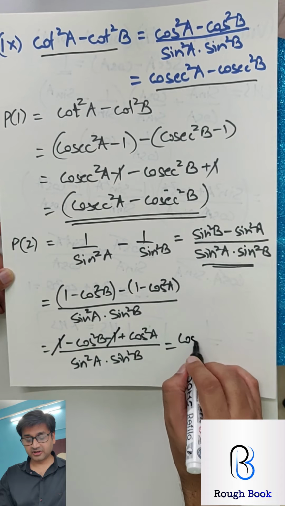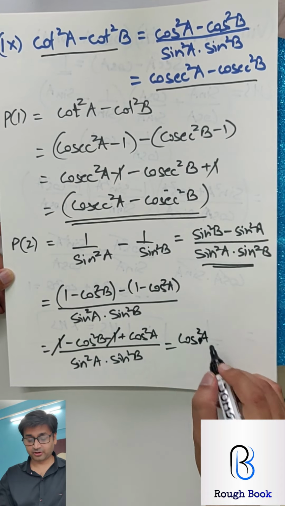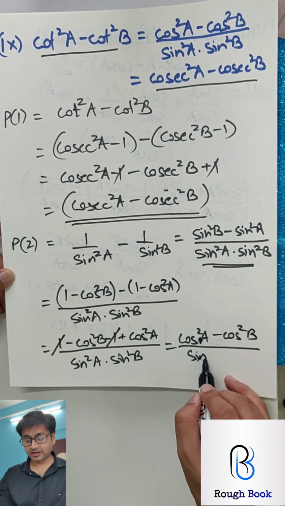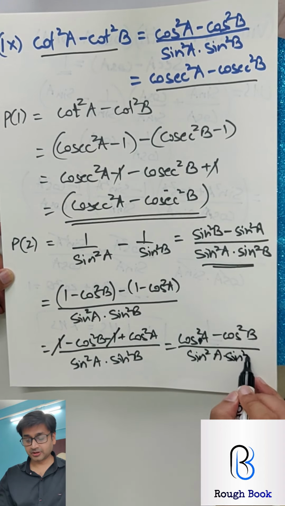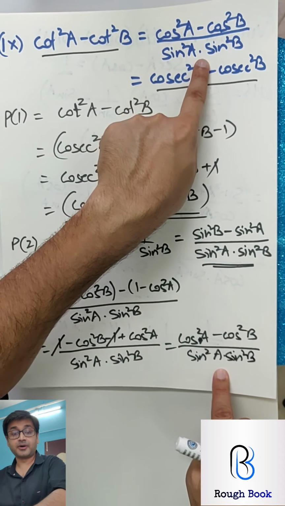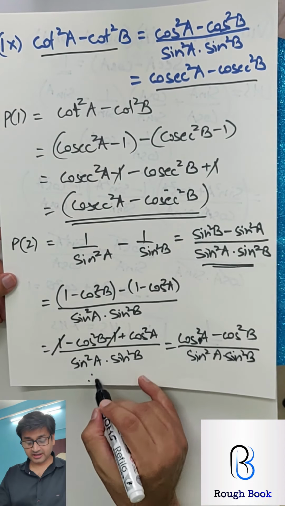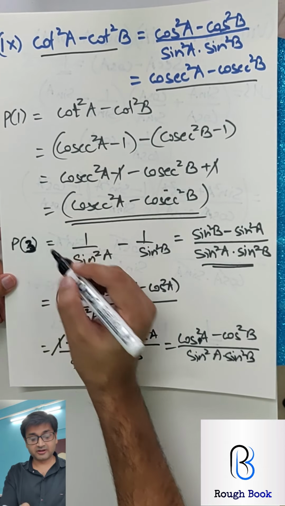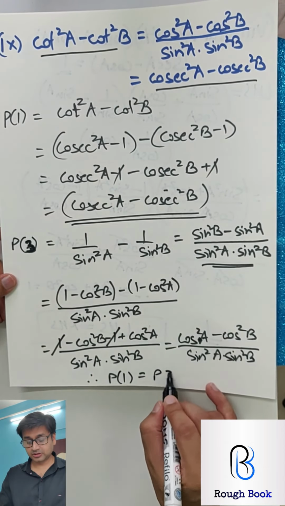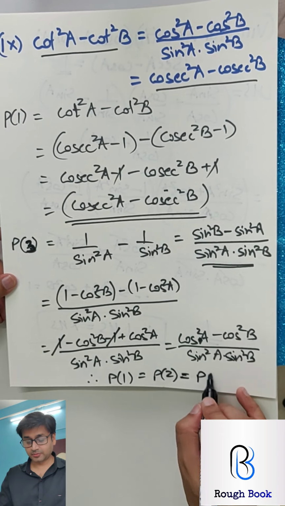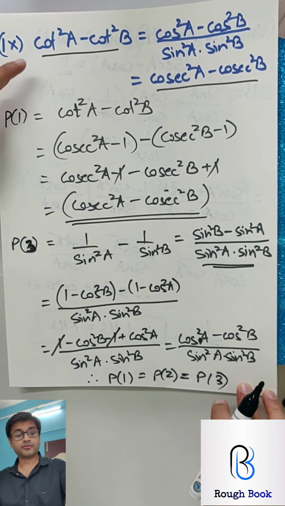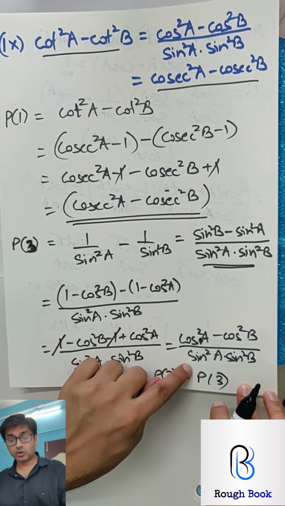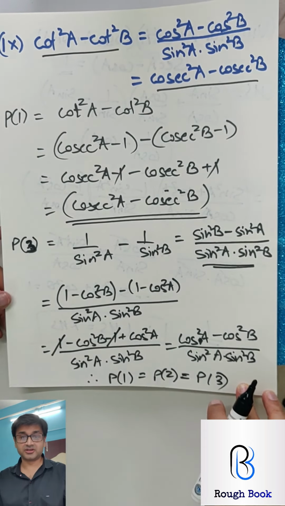Cos square A I will write first because it is positive. Minus cos square B upon sin square A into sin square B. Is this same as the second part? Yes. So therefore I can say this is part 3 we picked up. So therefore I will say part 1 equals part 2 equals part 3. See, here we proved that 1 is equal to 3, and then 3 is equal to 2. So all 3 parts are equal to each other.